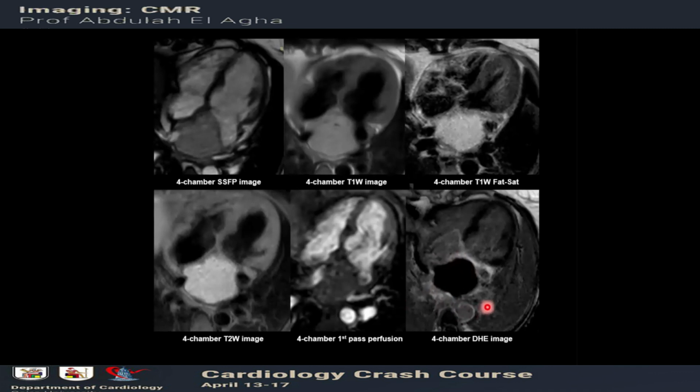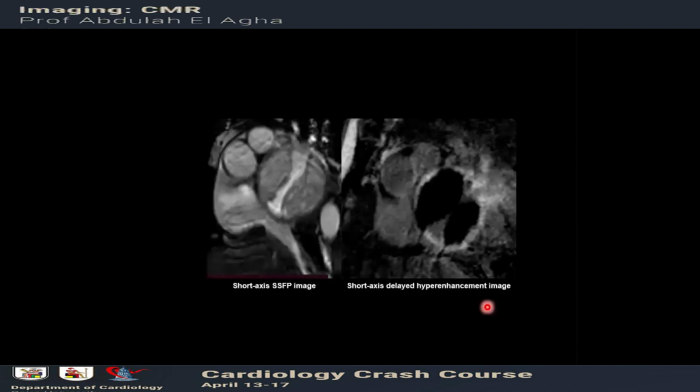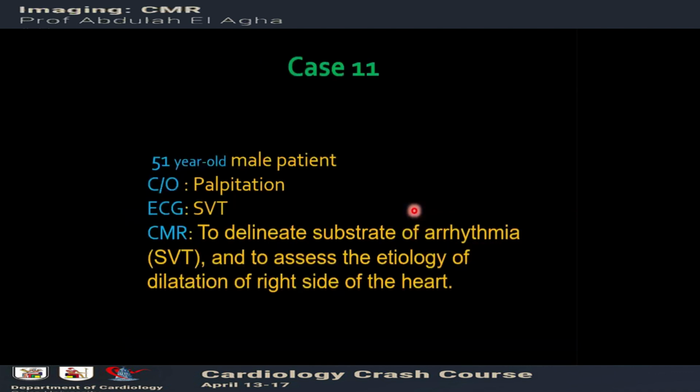Okay, so this was either a pericardial or bronchogenic cyst. And at surgery, it was shown to be a bronchogenic cyst. So tissue characterization is very important in cardiac masses, whether this is a myxoma, a cyst, or a rhabdomyoma. These are other images of the cyst compressing the left atrium. So cardiac masses are a major indication of cardiac MR.